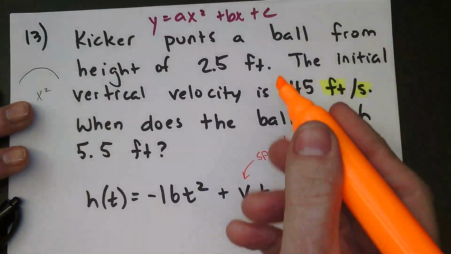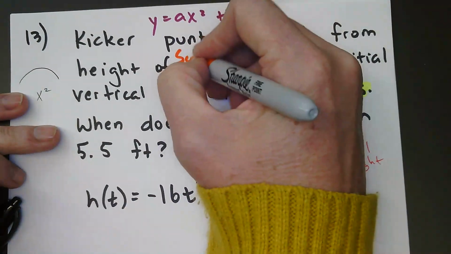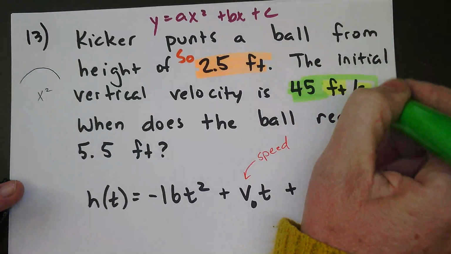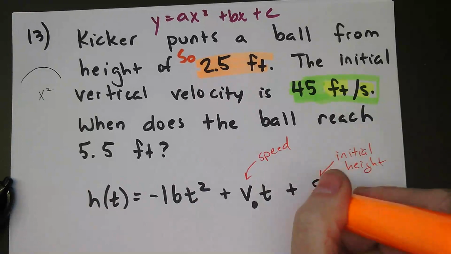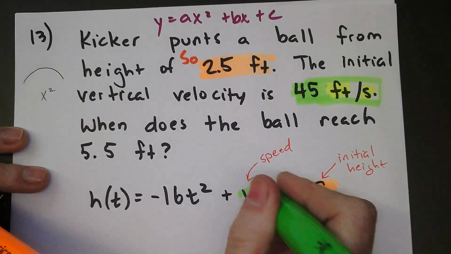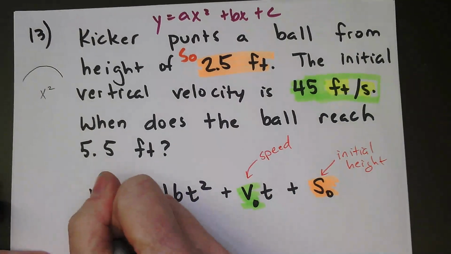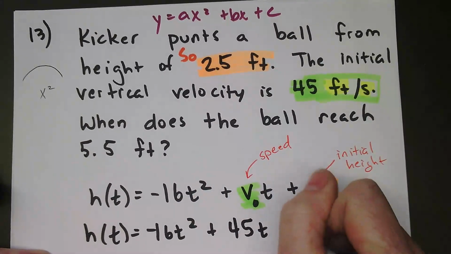So we're actually given all this stuff in the problem. The kicker punts a ball from a height of 2.5 feet. So that is going to be your s sub 0. It's punted from 2.5 feet in the air. Then they also tell you it is going at 45 feet per second. That is going to be this guy. So our s sub 0 is going to be 2.5, and our v sub 0, our initial vertical velocity, is going to be 45. Now that we know that information, we can write the equation. h of t equals negative 16t squared plus 45t plus 2.5.